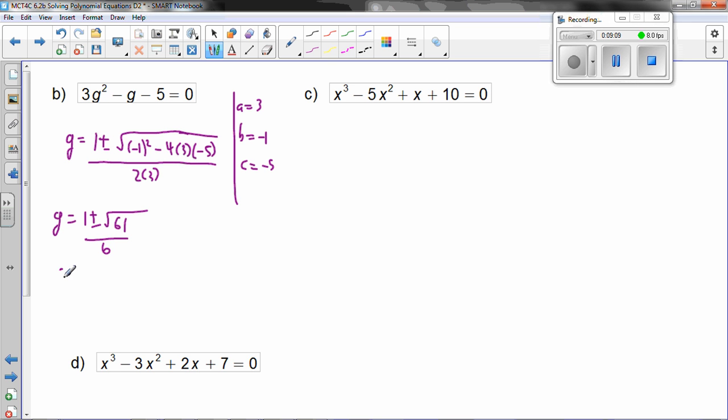My two solutions. The positive one is 1 plus the square root of 61 over 6, and g is about 1.47 about, and g is about equal to negative 1.14-ish, around there. A couple of decimal places, and there are the answers.